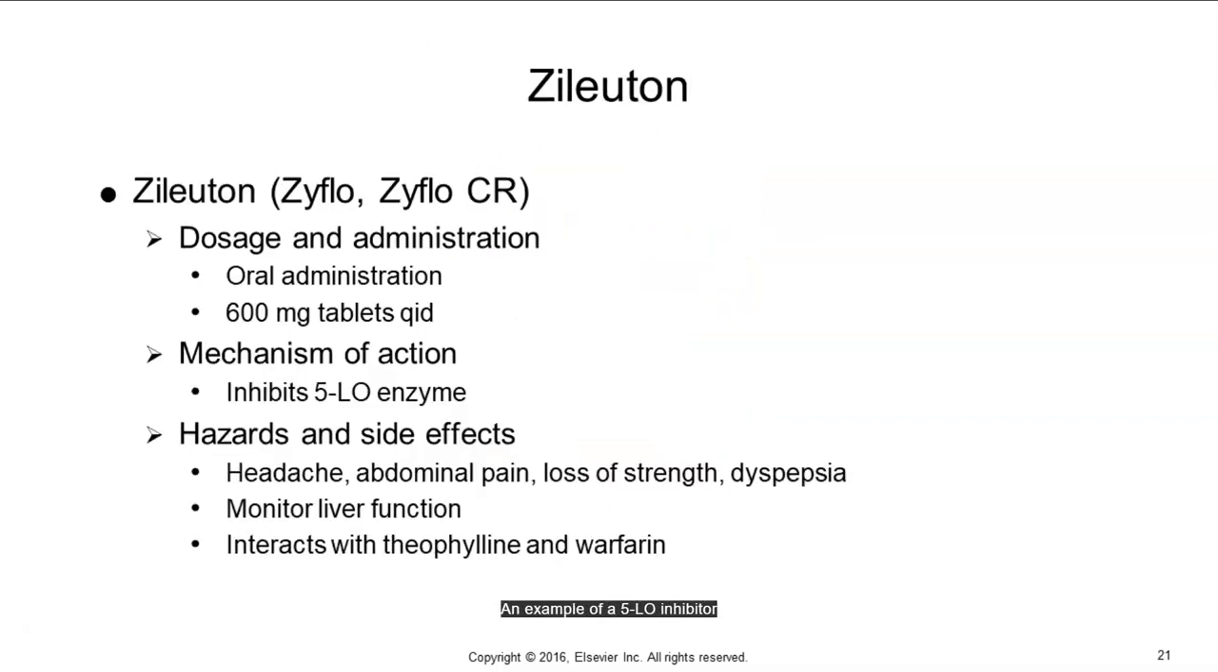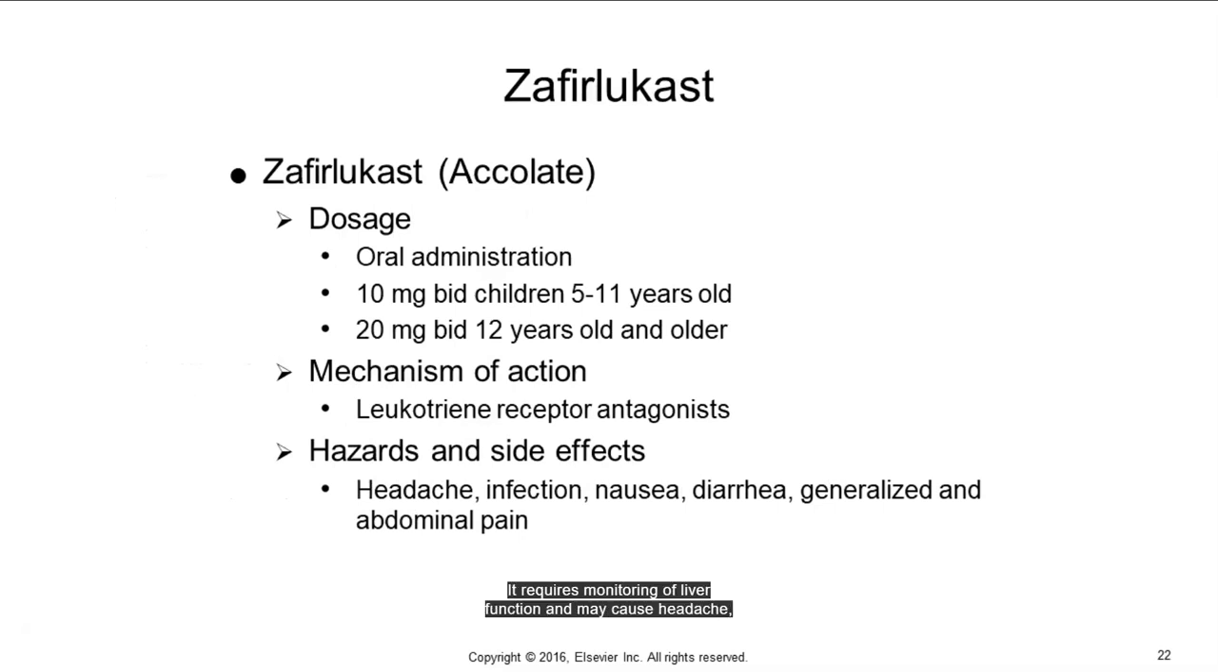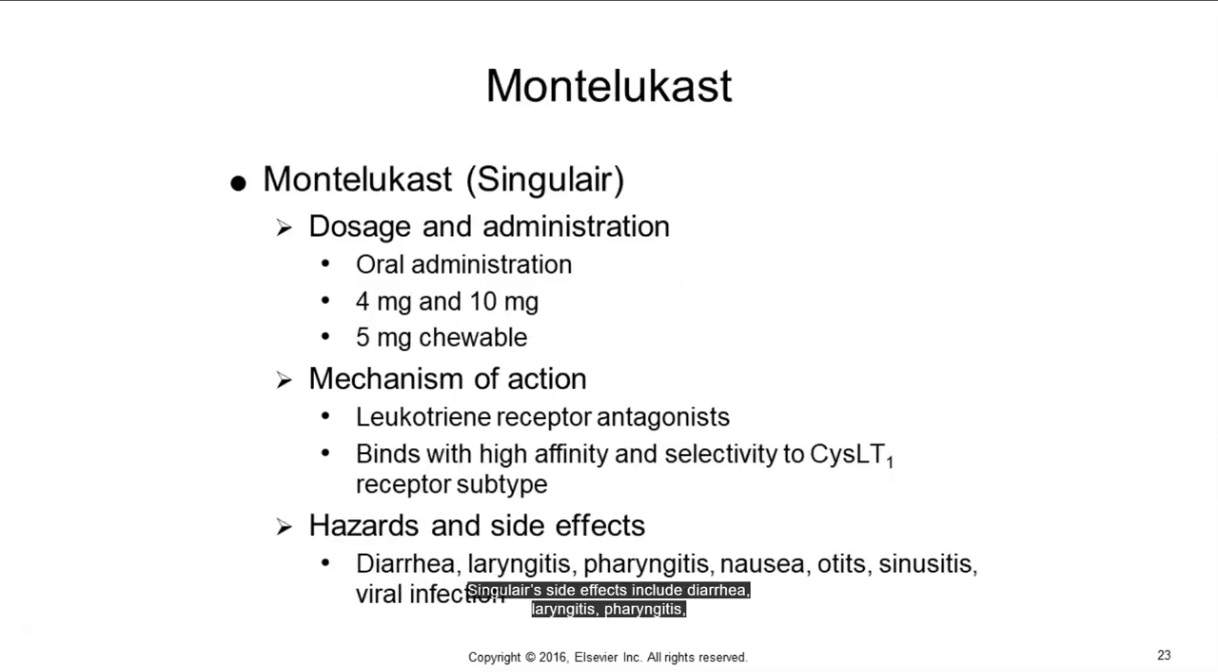An example of a 5-LO inhibitor is zileuton, marketed as Zyflo. It requires monitoring of liver function and may cause headache, abdominal pain, muscle weakness, and indigestion, or dyspepsia. The 2 examples of leukotriene receptor antagonists are zafirlukast, or Accolate, and montelukast, or Singulair. Accolate side effects include headache, increased risk of infection, nausea, diarrhea, and abdominal pain. Singulair side effects include diarrhea, laryngitis, pharyngitis, nausea, otitis, sinusitis, and increased risk of infection.